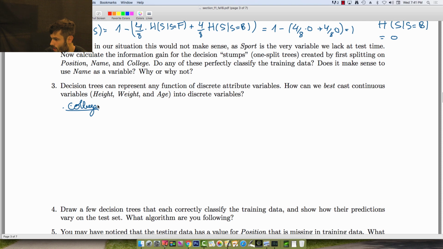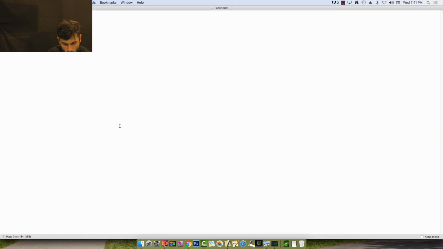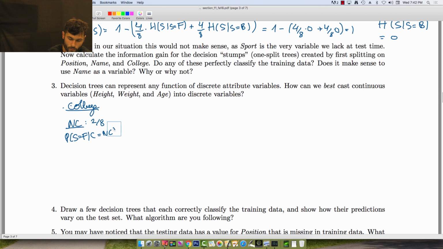We have 5 different types of college. The first one is North Carolina, and we have 2 out of 8 of those. In both, people that are in North Carolina play basketball, so the probability of sport being football, given that the college is North Carolina, equals 0, and the probability of sport being basketball, given that the college is North Carolina, equals 1.